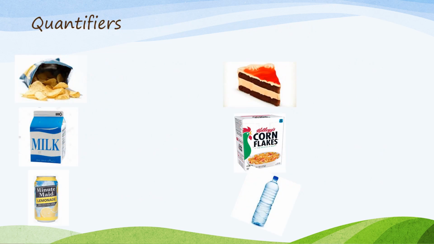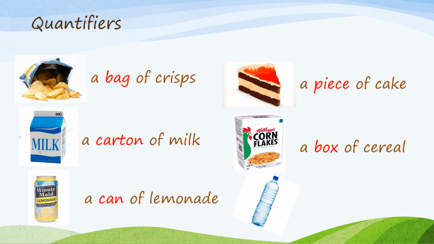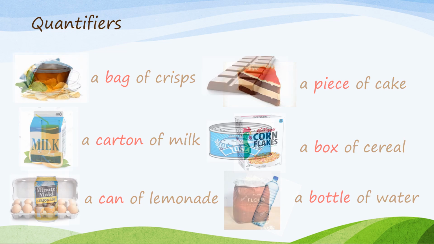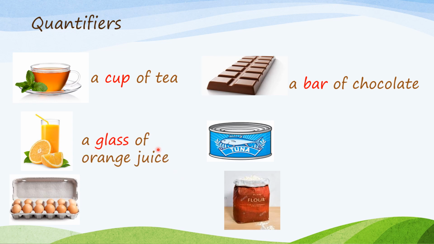Alright, finally let's come to quantifiers. Okay? What is this? A bag of crisps. A bag of crisps. Okay? The next one, a piece of cake. A carton of milk, a box of cereal, a can of lemonade, a bottle of water, a cup of tea, a bar of chocolate, a glass of orange juice. Now notice the difference between a cup and a glass, okay?